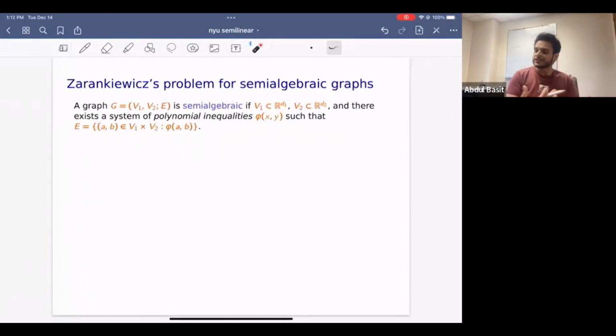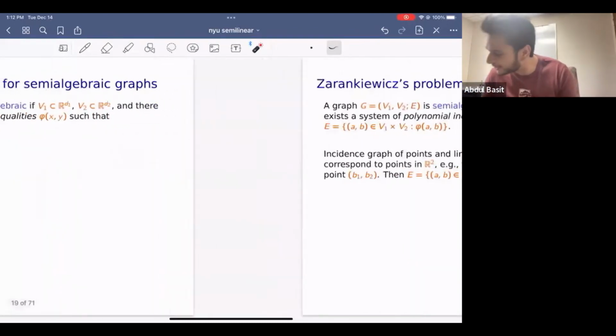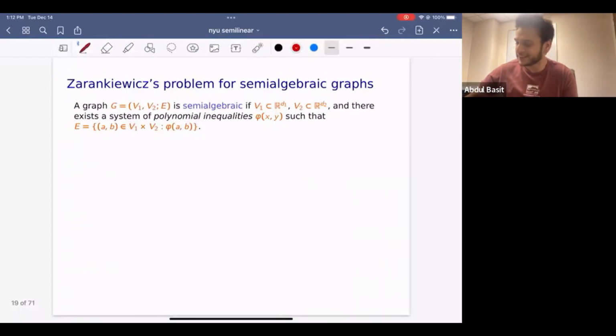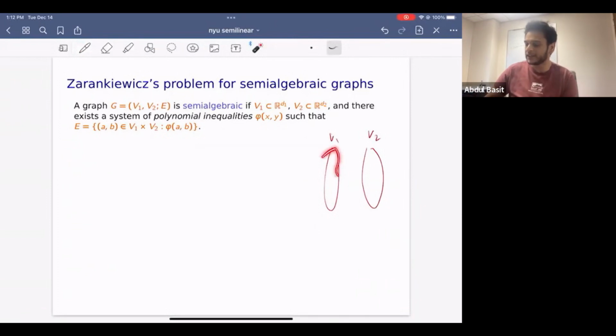So let's talk about what it means to be geometric. One idea of what it means to be geometric is these things called semi-algebraic graphs. We say a graph is semi-algebraic if I can look at the vertex sets V1 and V2, with V1 as points in some dimension D1 and V2 as points in another dimension D2, and there's an edge if and only if the pair of points satisfies some system of polynomial inequalities. That's a semi-algebraic graph.